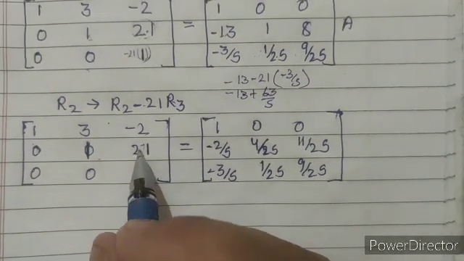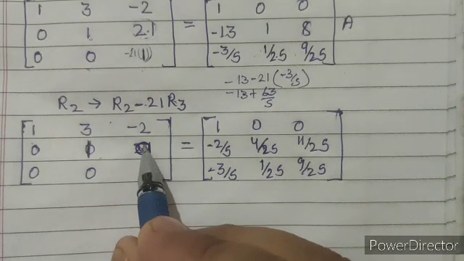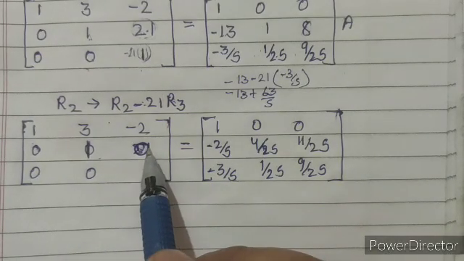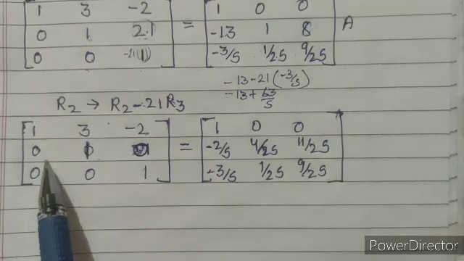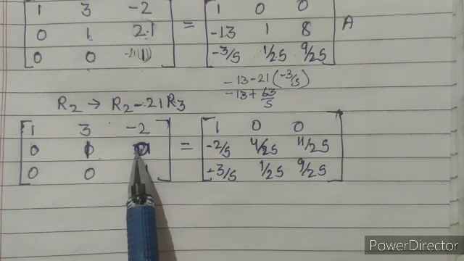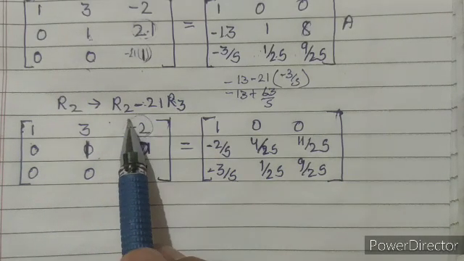Now this one was 21 minus 21, that will give us 0. Here it was 0. 21 minus 21 into 1 will be equal to 0. Now we have converted all these elements. Now after the third element of row 2, we will check the third element of row 1.